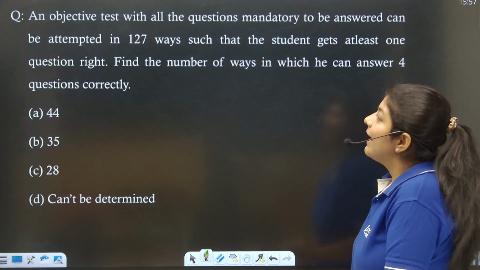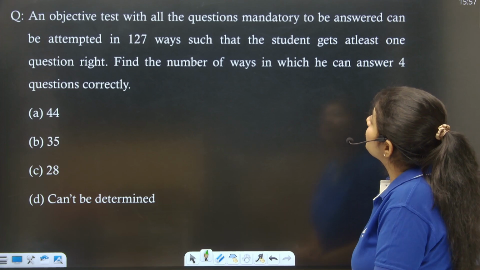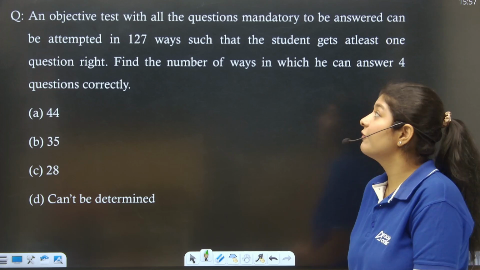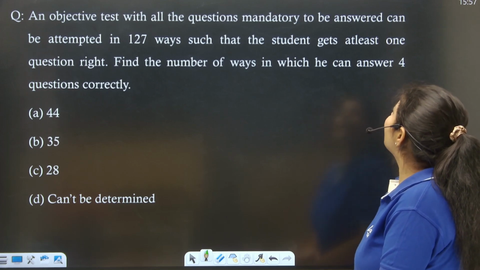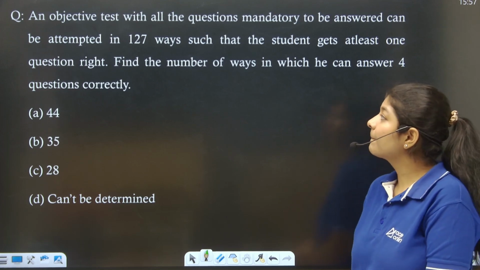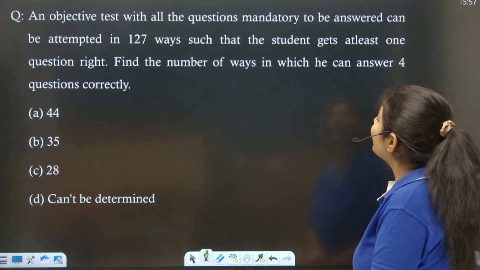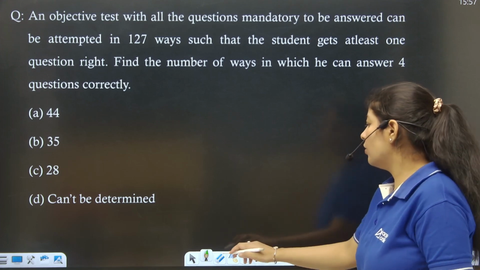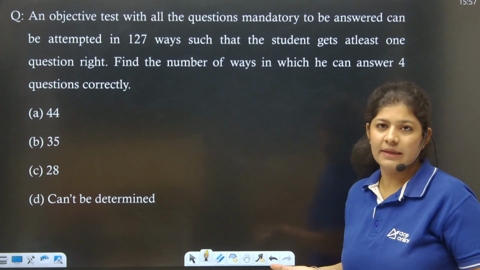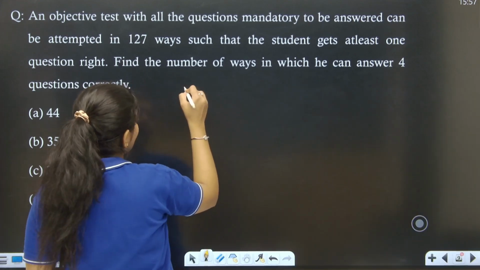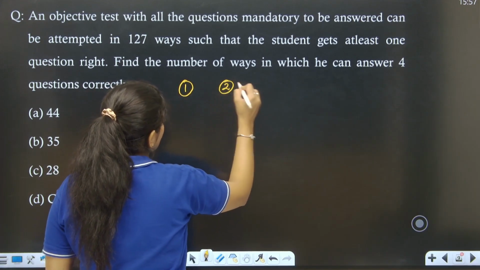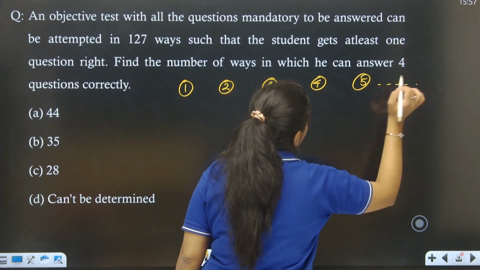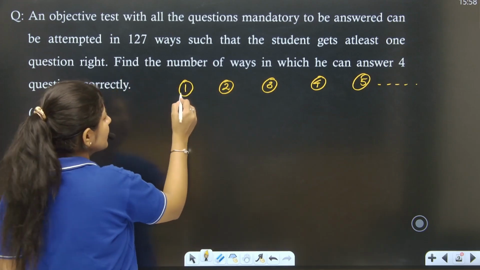The next question says that an objective test with all the questions mandatory to be answered can be attempted in 127 ways, such that the student gets at least one question right. Find the number of ways in which he can answer 4 questions correctly. So it's an objective type, right? Let's suppose we have 10 questions: question number 1, 2, 3, 4, 5, and so on. For every question, I am having two choices.